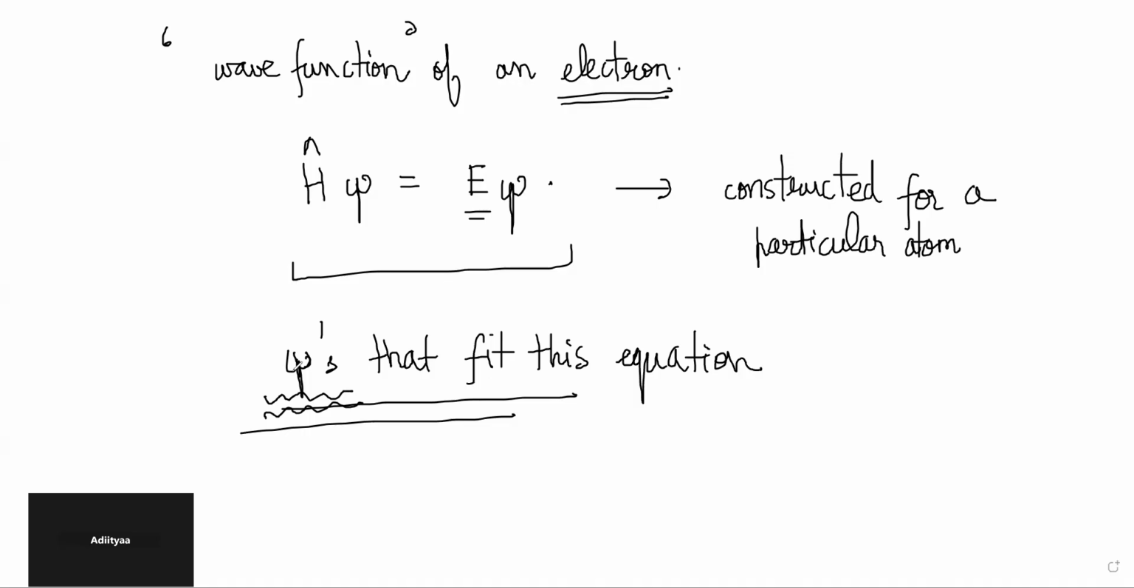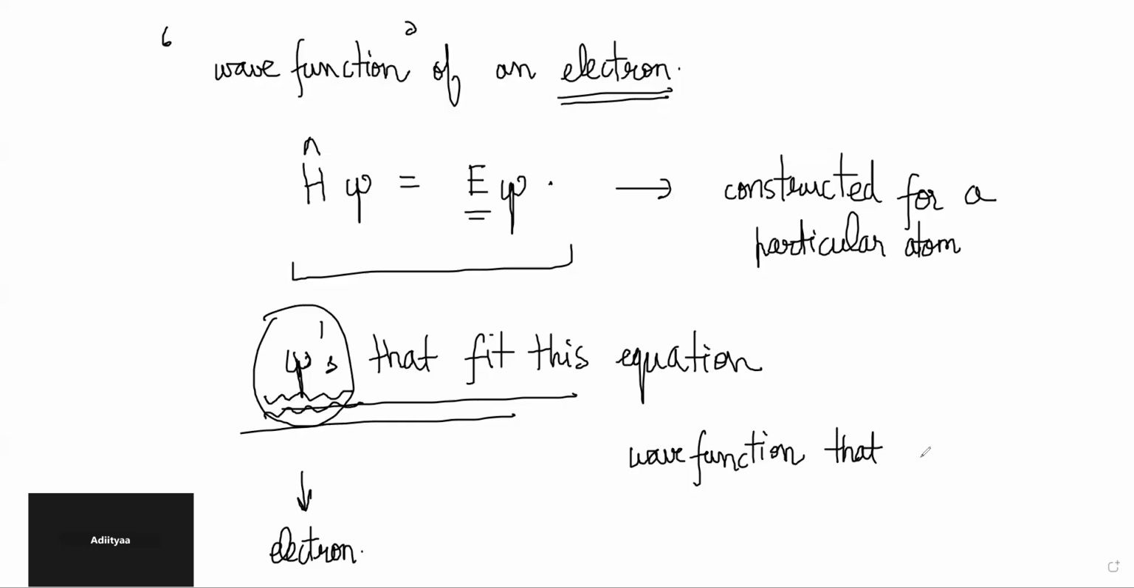What you should understand is that this psi is your electron. Basically, don't think of electrons as a particle or as a wave. Think of the electron as the wave function that solves the equation, which is a very weird way to think about it, but it is the truth. Wave function that solves the Schrödinger equation.